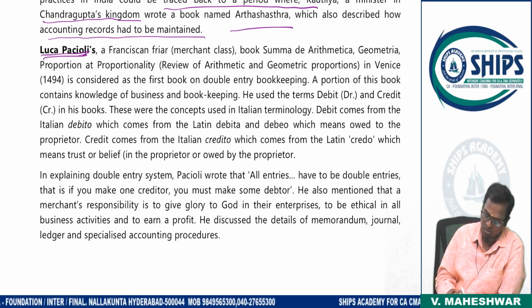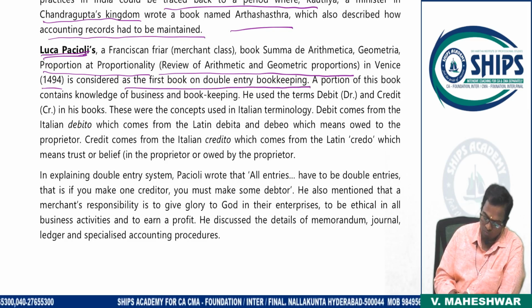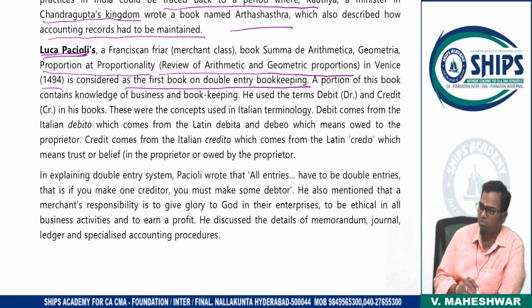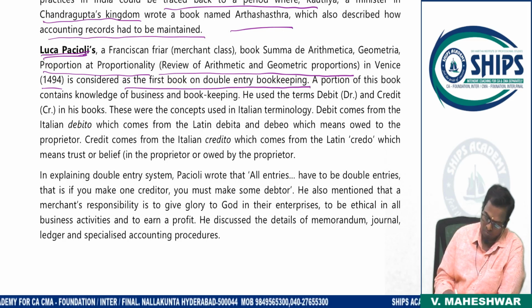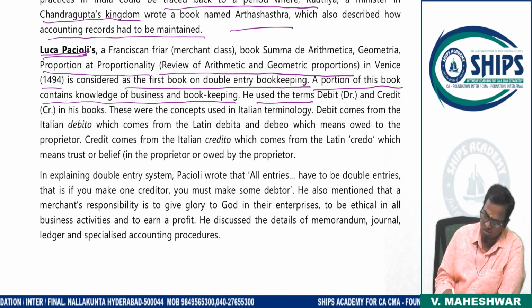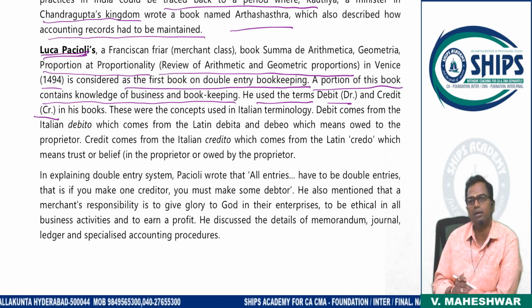A Franciscan friar and merchant class man wrote the book Summa de Arithmetica, Geometria, Proportioni et Proportionalita, published in Venice in 1464, which is considered the first book of double entry bookkeeping, isn't it? Who is the father now? Luca Pacioli, who is taken as the father of the double entry system. A portion of this contained knowledge of business bookkeeping. He used the terms debit and credit. Double entry, debit and credit.